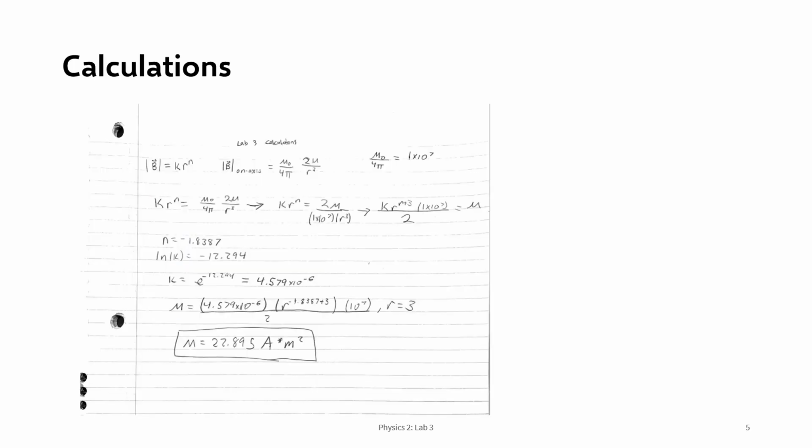So here are calculations we wanted to find from mu. So we set the magnitude equation equal to the magnitude on axis equation. So that's k times r to the n equals mu naught over 4 pi times 2 mu over r cubed, and then we solve for mu, and that's going to be k times r to the n plus 3 times 1 times 10 to the 7, which is equal to mu naught over 4 pi, all divided by 2. So we plug in for k, we find k, and we plug in n, and then we find that our equation for mu is equal to 22.895 amperes times meters squared.